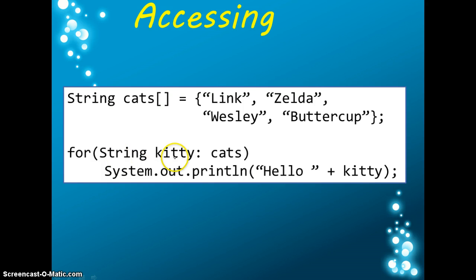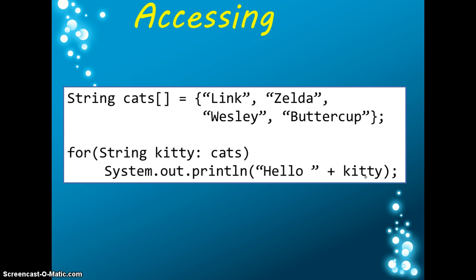So I'm going to have string kitty, which is just a temporary variable that I'm making up, string kitty colon cats. What this is going to do is kitty will take on each word inside cats one at a time. So first kitty will be Link, and it will stay Link for the whole first run of the loop. On the next round of the loop, kitty will now be the word Zelda, and it'll stay that for the whole round of the loop. On the next run, kitty will be Wesley, and we'll just cycle through and look at each cat one at a time. So what this is essentially going to do is print out hello Link, hello Zelda, hello Wesley, hello Buttercup, and it'll list them all in a row.